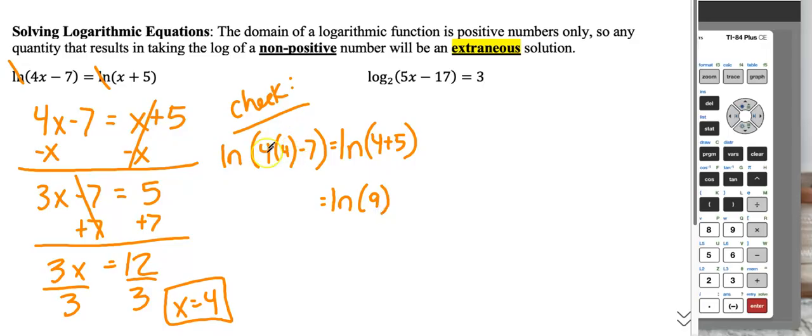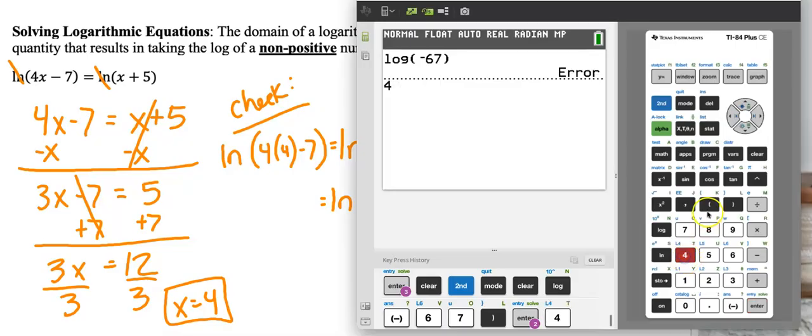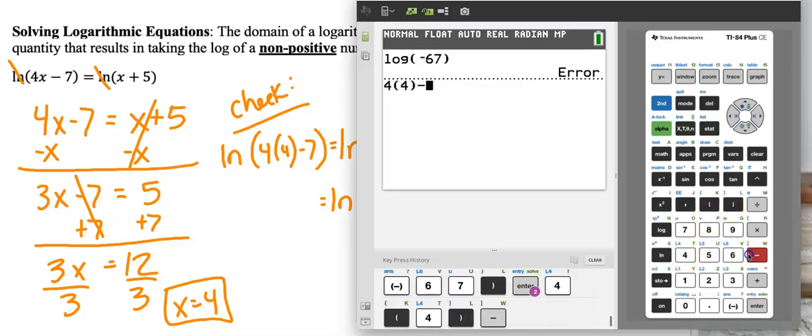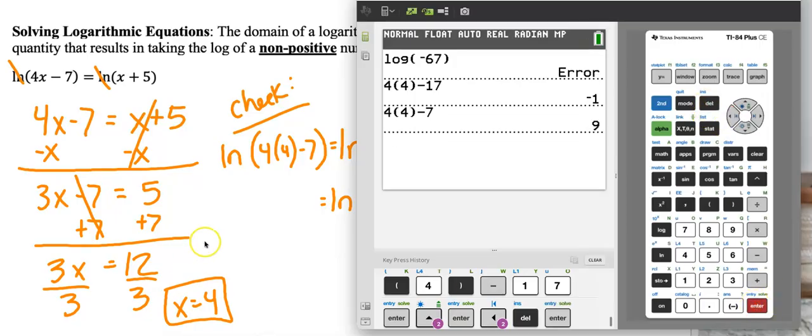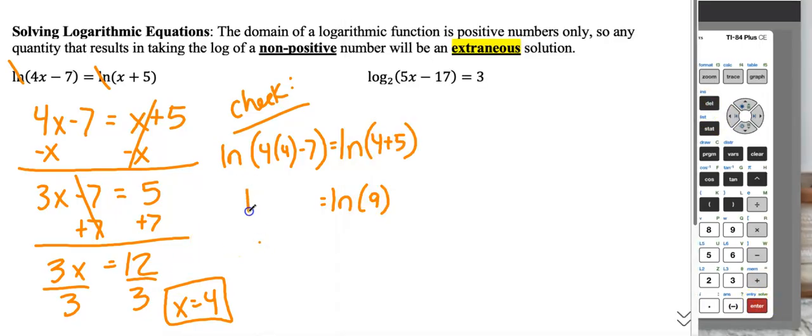Now we can either type this in the calculator. I'll go ahead and show you guys. 4 times 4, take away 7, is in fact 9. So you would have natural log of 9 equals natural log of 9, which is true. So I know 4 is a true answer, it's not extraneous, and that's the solution to my natural log equation.